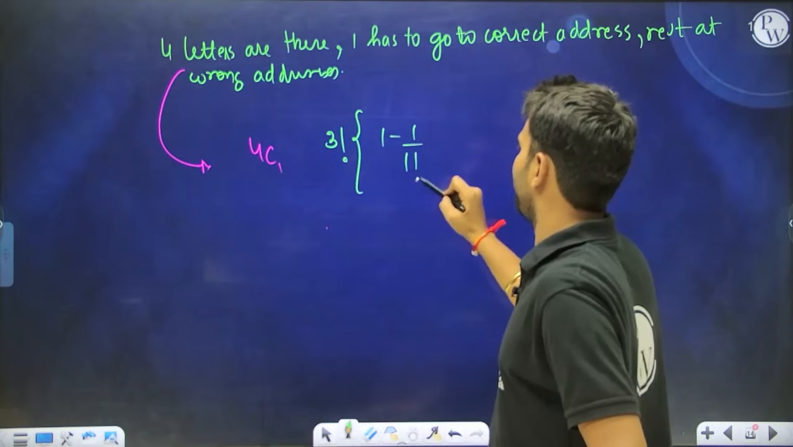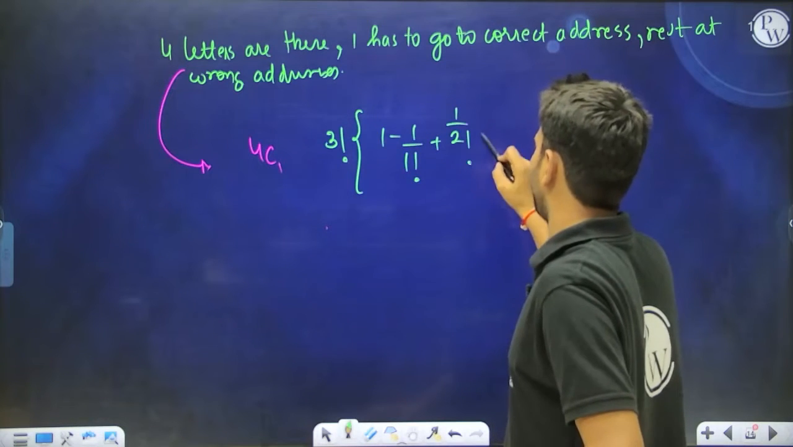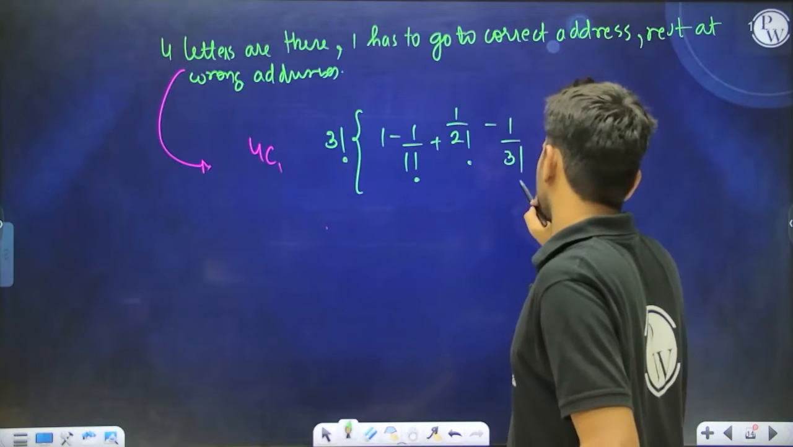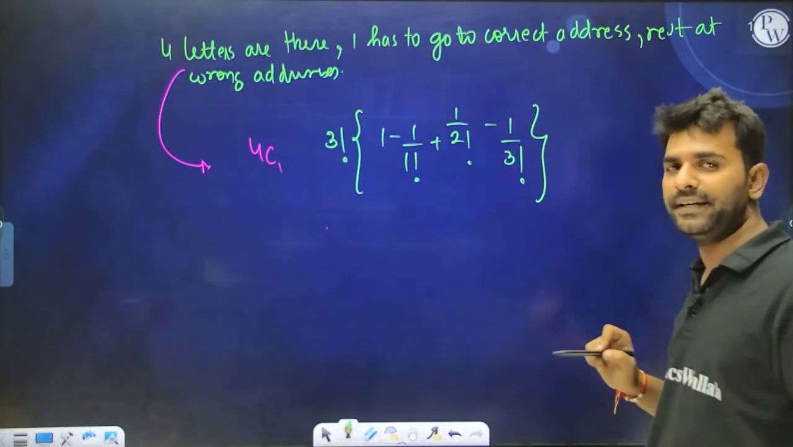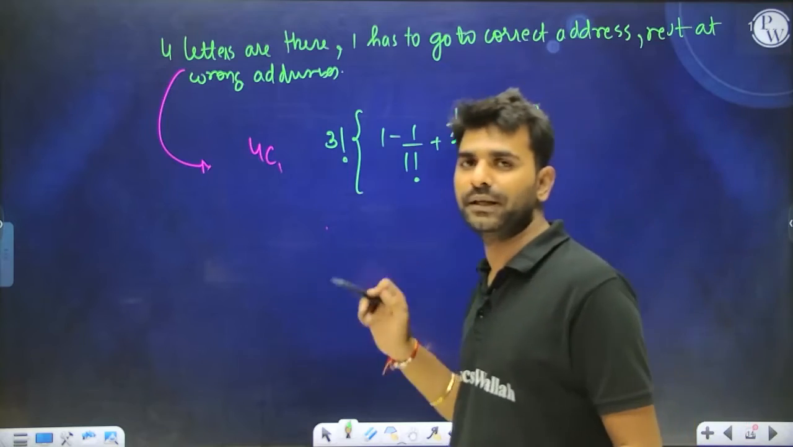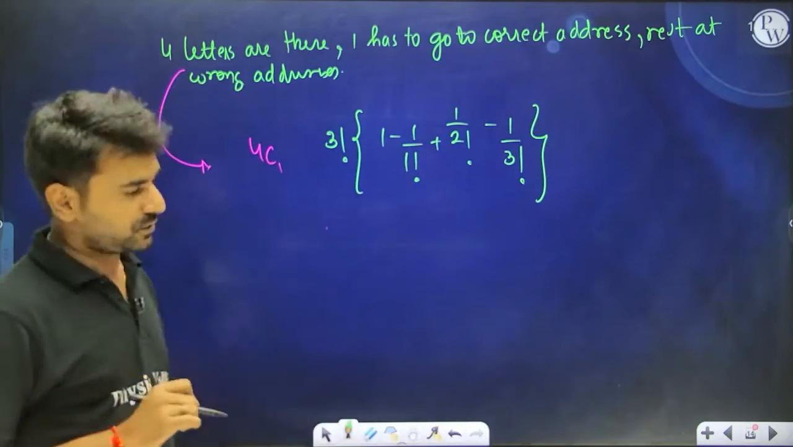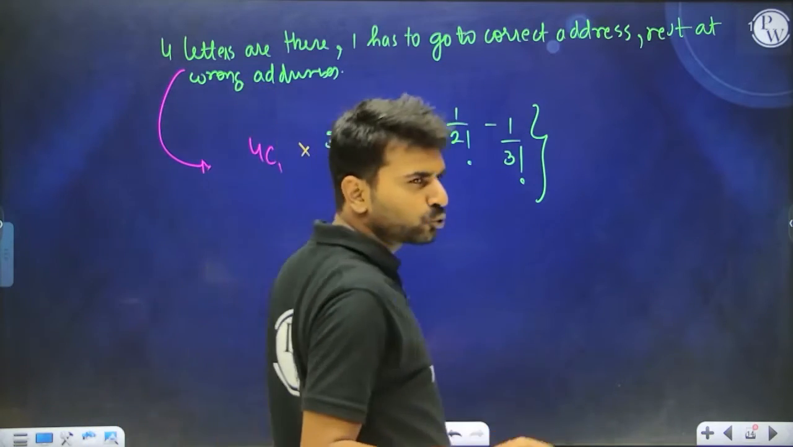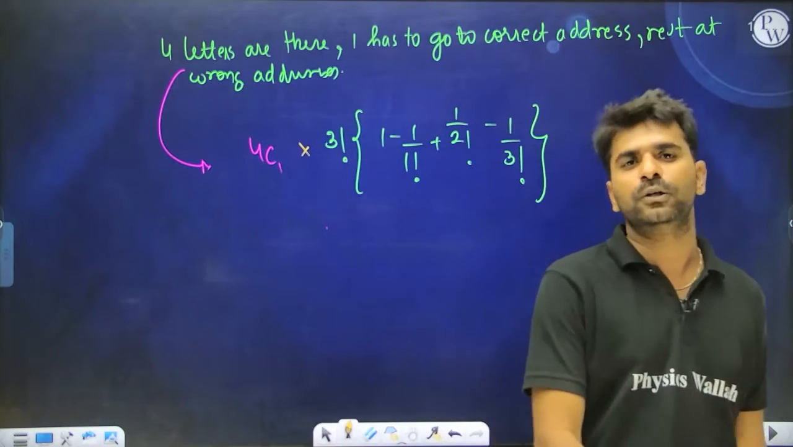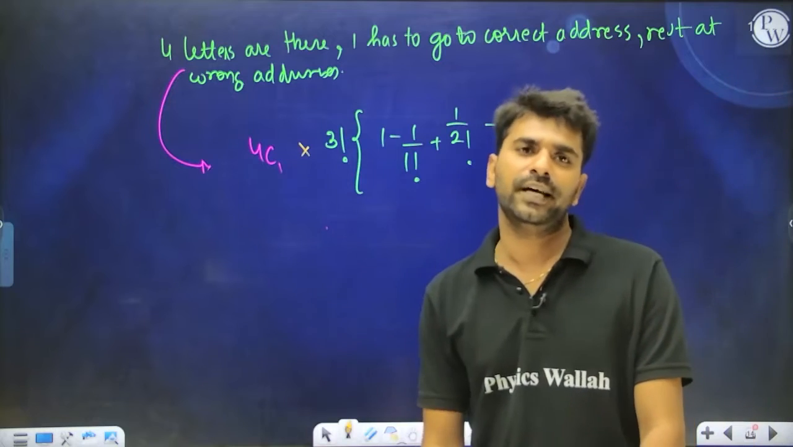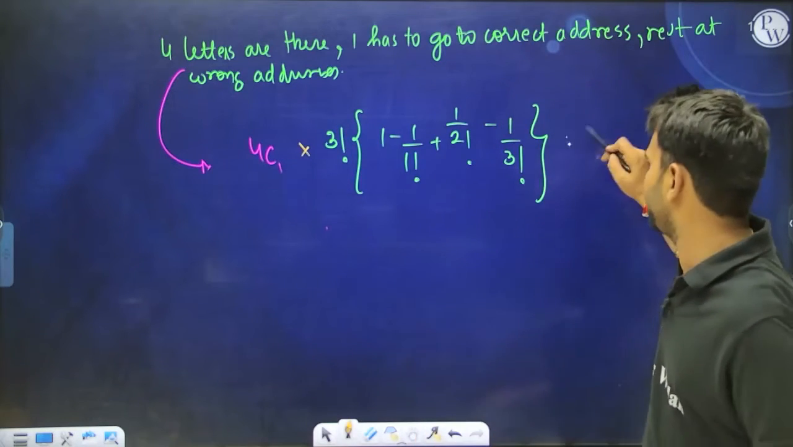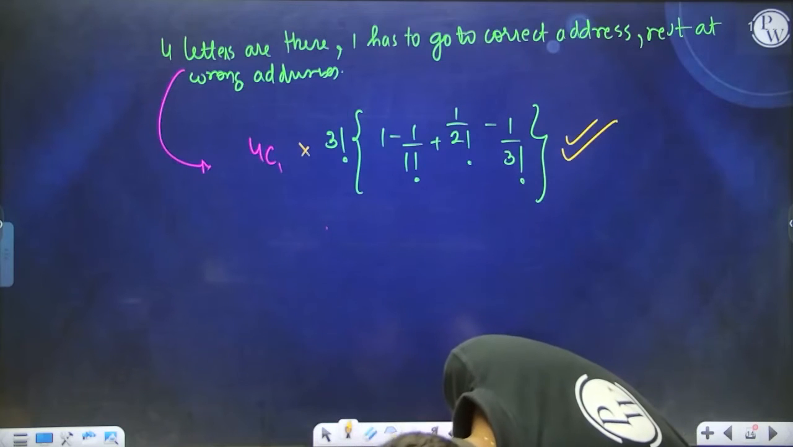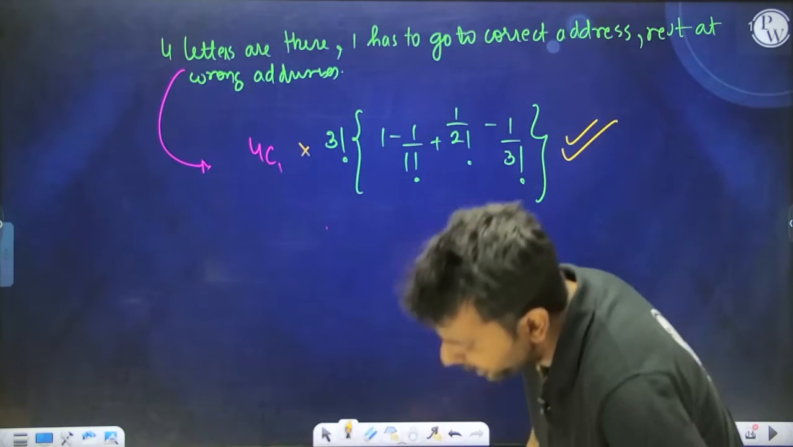So 1 minus 1 by 1 factorial plus 1 by 2 factorial minus 1 by 3 factorial. Since 3 things are there, that's why we will stop at 3 factorial only, because we want to ultimately send 3 things at wrong places. Okay, we will multiply these 2 things. Why are we going to multiply? Because we have to do both the tasks. We have to send 1 letter to the correct address as well as we have to send the 3 letters at the wrong places. That's why we will multiply the 2 cases, and that is going to be our answer. I hope the problem is clear to all of you. Anyone having any difficulty in this, do let me know.